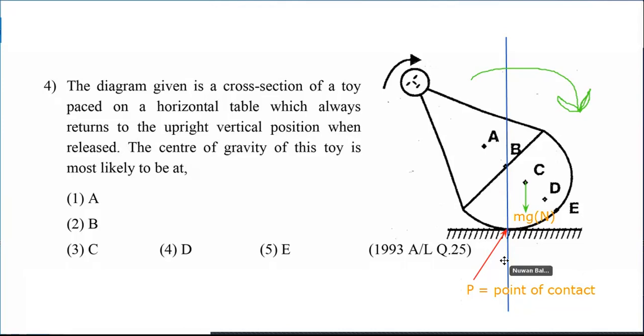I have drawn a vertical line through the point of contact like this. And I don't know whether C is the center of gravity or not. I have marked the mg force through somewhere, so let's keep it somewhere else. Otherwise, you will think the center of gravity is the point C. So let me increase the length of this arrow. Right. Now things are clear.